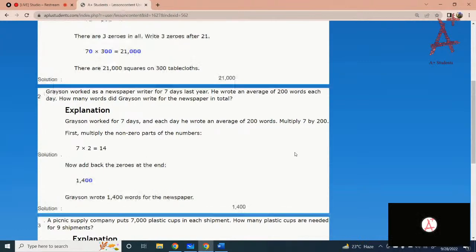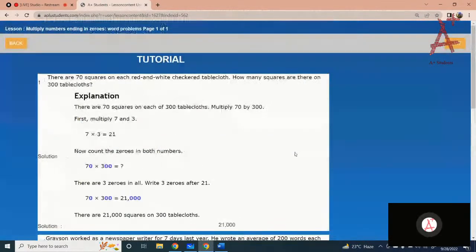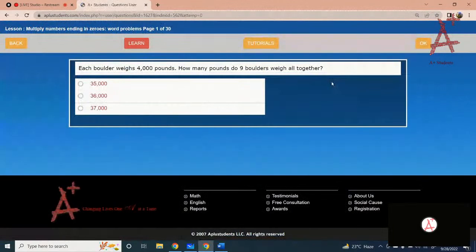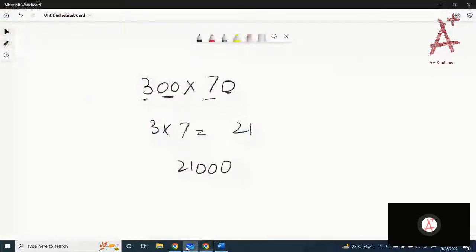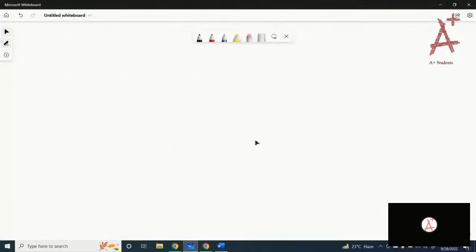Got it? Okay, on the top right corner we have a test button, so just click on the test button. Okay, each boulder weighs 400 pounds. How many pounds do 9 boulders weigh all together? So one weighs 400. You have to do 400 times 9.